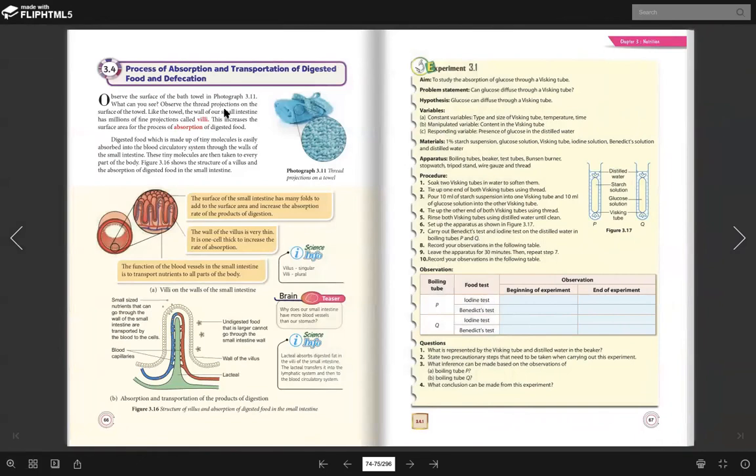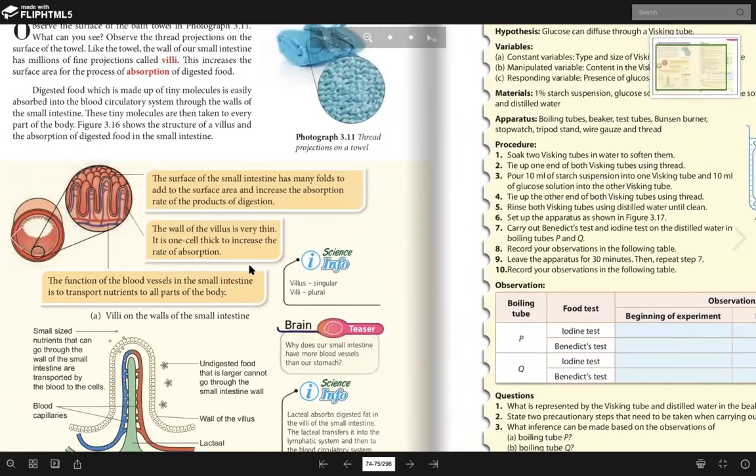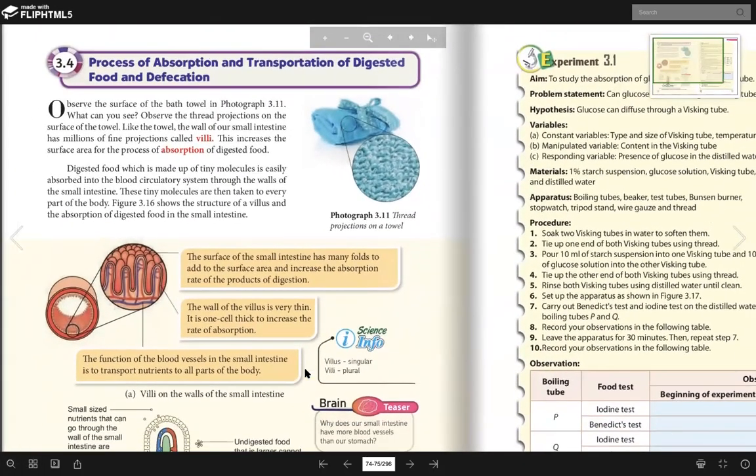Okay, now we are going to study the next one, which is about the process of absorption and transport of digested food and defecation. Tadi kita bincang pasal digestion. Ingat, digestion ada dua, physical and chemical digestion. Once the digestion is completed, now it's time for us to absorb. Bila kita digest, mestilah kita nak absorb. Nak absorb apa? Absorb nutrien lah. Nutrien tu apa cikgu? Nutrien yang tadi yang kita tukar, macam glukos.